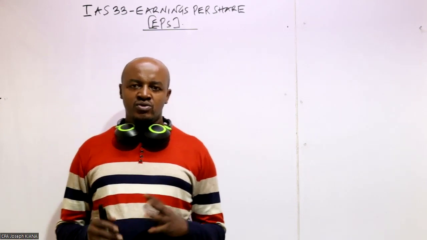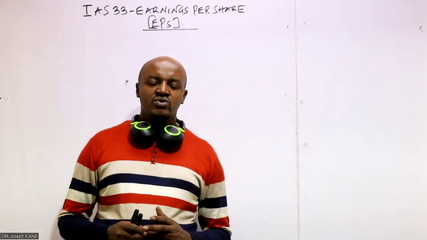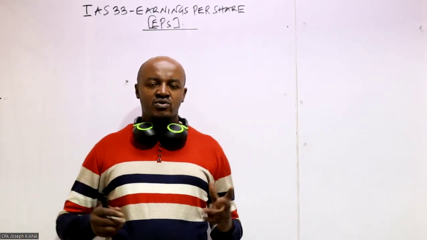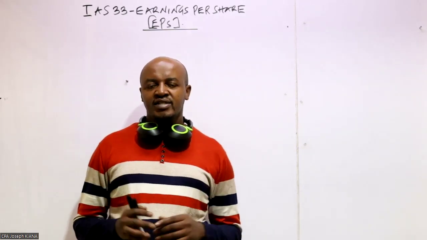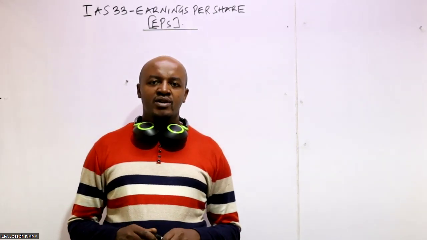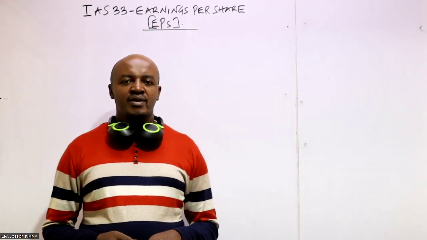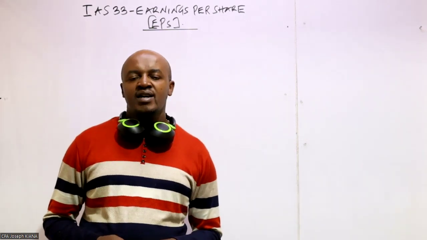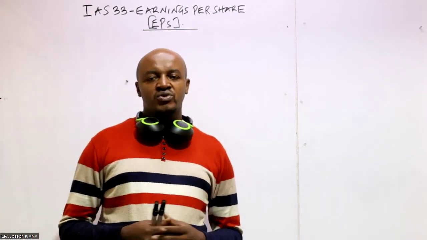Number one, you're going to define what is earnings per share. Number two, we are going to look at the significance, or basically the benefit, of earnings per share to the shareholders of the company. And number three, we're going to look at the various types of earnings per share which companies are required to compute by this particular standard, International Accounting Standard number 33. Those are the three main issues we are going to discuss.